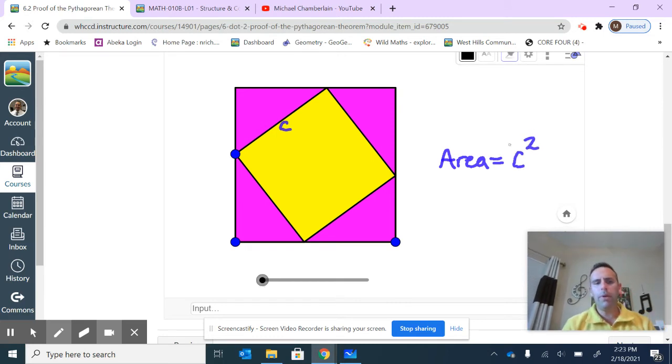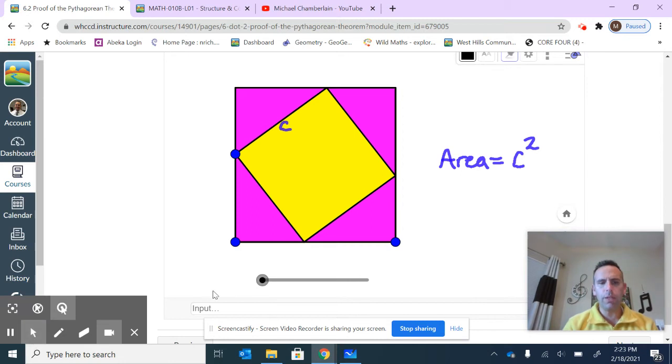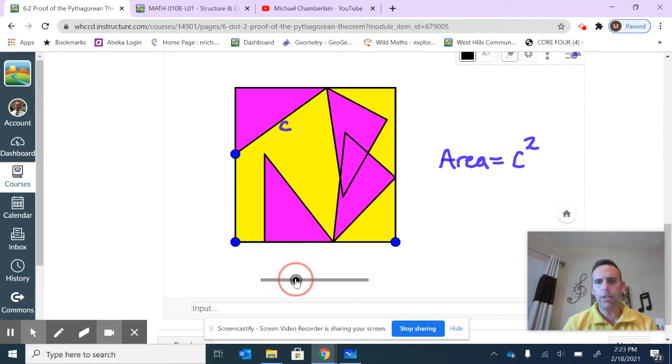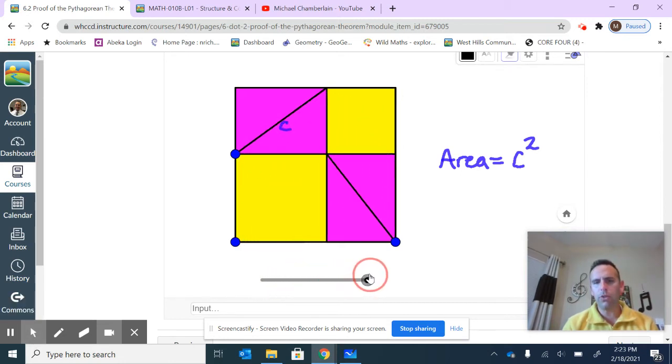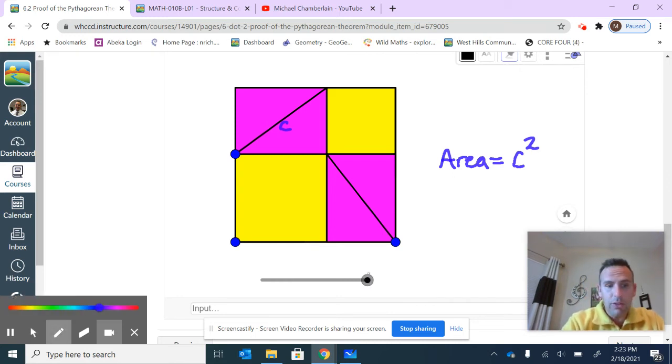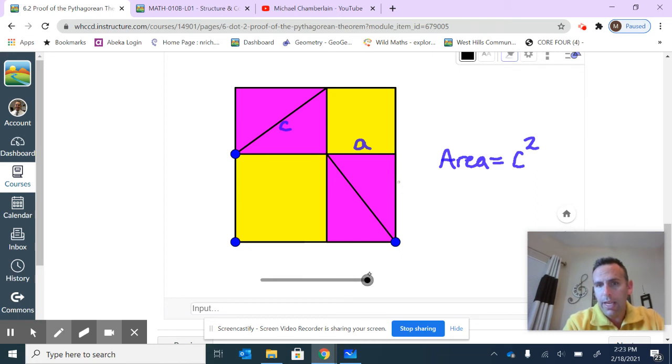All right, but when we move the slider, we notice something different. It rearranges when I move those pink triangles to two smaller squares. The yellow space is still the same value, but it's two smaller squares. And notice that its length is now determined by the lengths of the right triangle, right? This little length is a. This is a different leg, b. So this square over here is b by b. This little square is a by a.